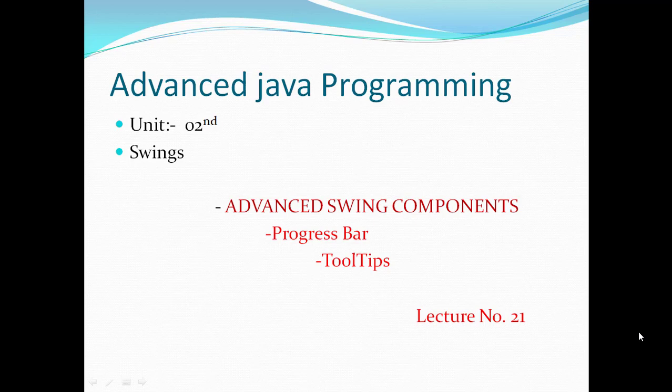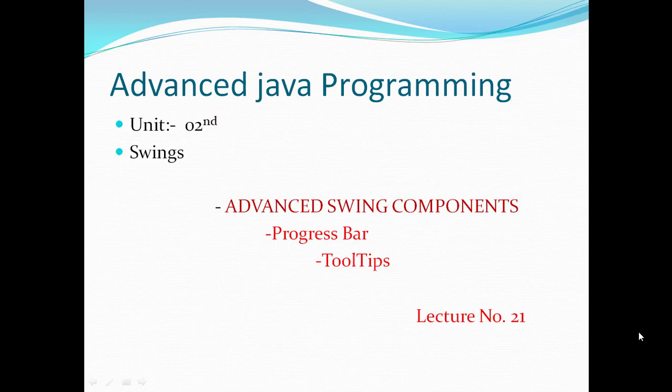In the previous lectures, we studied some advanced Swing components like JTree, JScrollPane, JTable, and similar controls. In this lecture number 21, we are going to study another two controls: progress bar and tooltips.